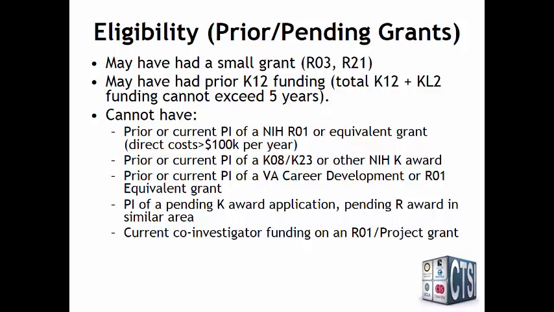A lot of people come up with questions about what if I have prior grants and does that make me ineligible? So you can have a small grant like an R03 or R21, but if you've previously had your own R01 or, say, for example, a project on a P01, then you would not be eligible. If you have been a co-investigator but not the principal investigator on an R01, then that would be okay. That's not going to preclude you from applying for a K08, K12, K23.